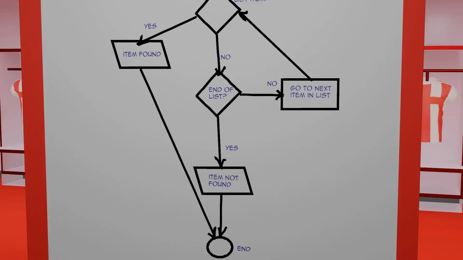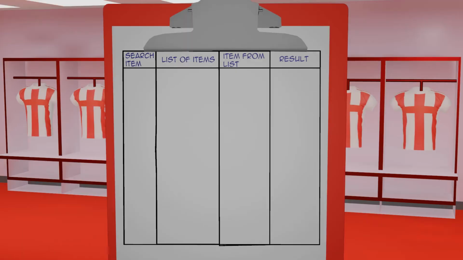Now let's test our algorithm by running through the flowchart, recording results in a trace table, and turning the shirts as we go. Here's the empty trace table. In it I'm recording the search item, the list of numbers the shirts have, what the current item is, and what the result of the algorithm is. In the real world, of course, we won't know what the list of shirt numbers are until we turn them over, but for testing purposes this is okay.